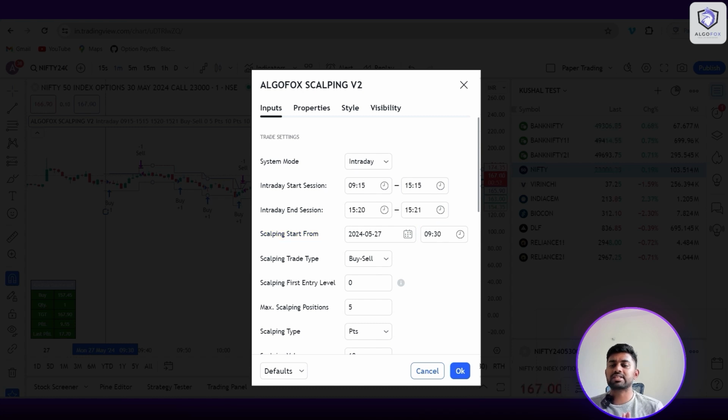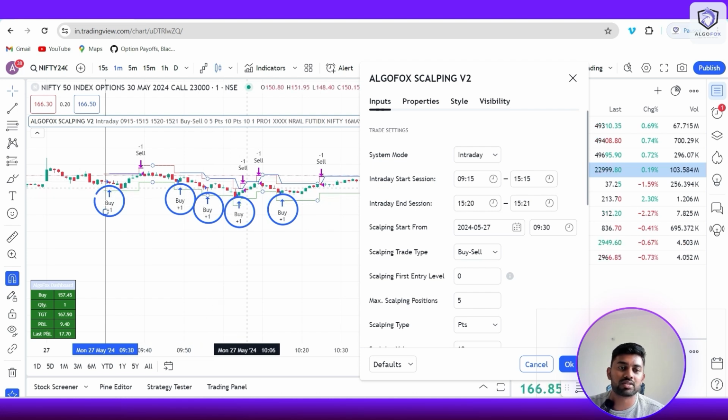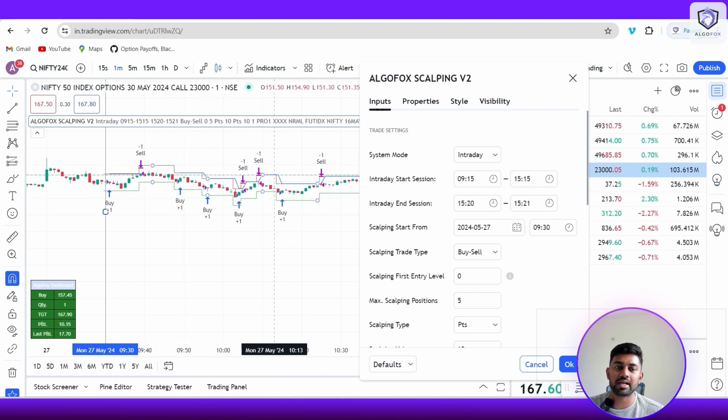Now, when I'm doing scalping, there are two ways in which I can do it. That is buy, sell, buy, sell. That means when the market falls down, I buy. When the market goes up, I sell. And this is how it looks on the chart. I keep buying for every dip, and when the market goes up, I keep selling. So one cycle is the buy, sell cycle.